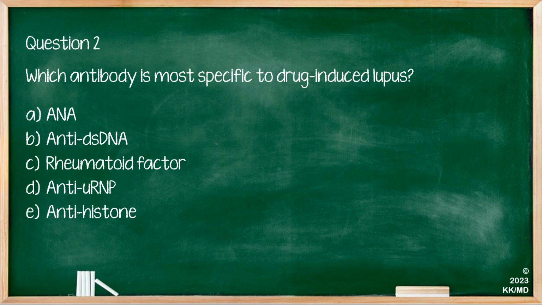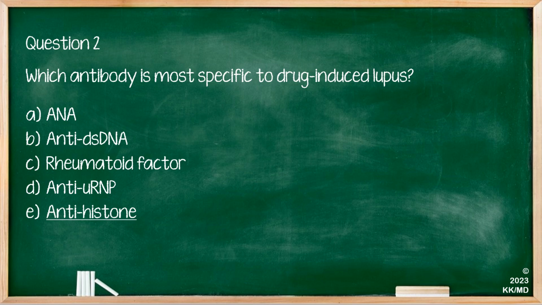Question 2, which antibody is most specific to drug-induced lupus? The options are A, ANA, B, anti-dsDNA, C, rheumatoid factor, D, anti-U1RNP, E, antihistone. You will remember from our talk earlier that the most specific antibody to drug-induced lupus is antihistone antibody.